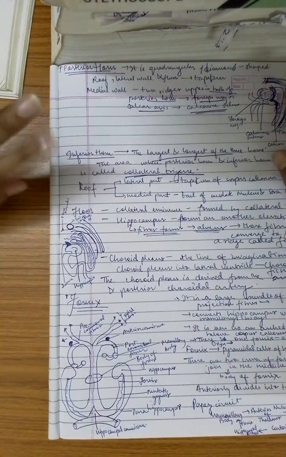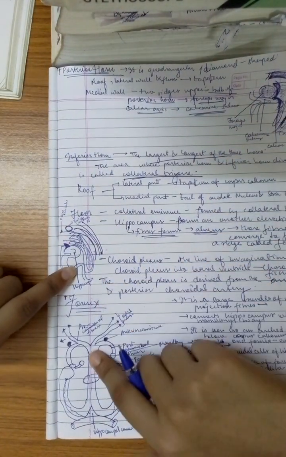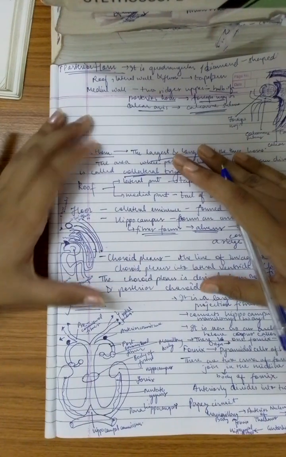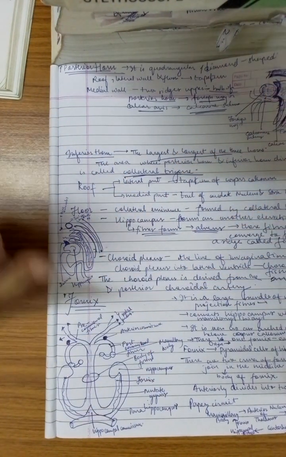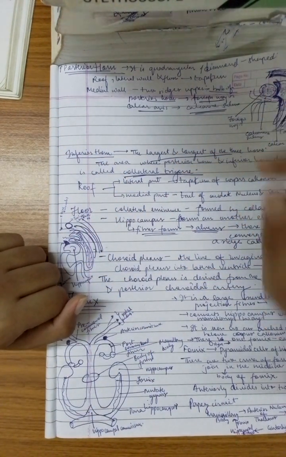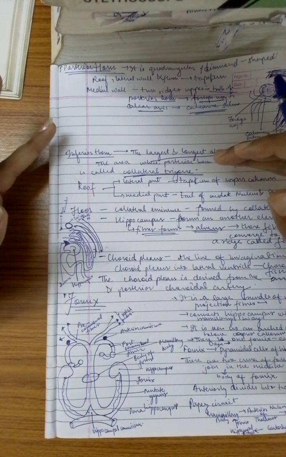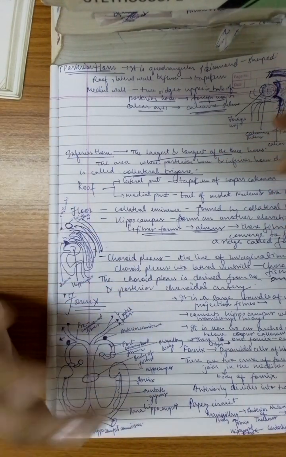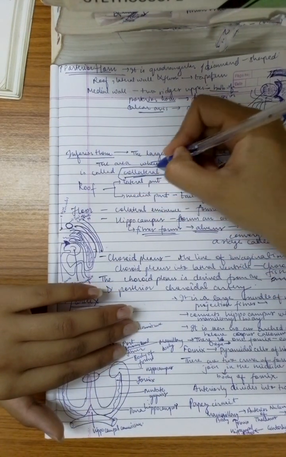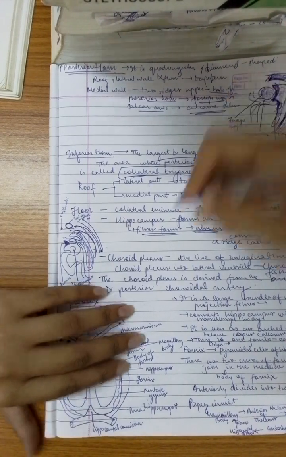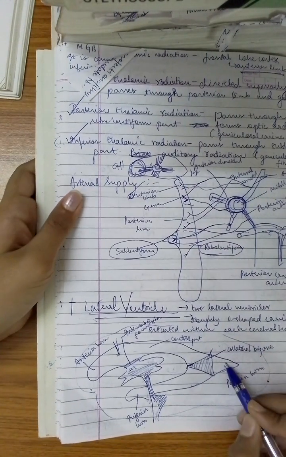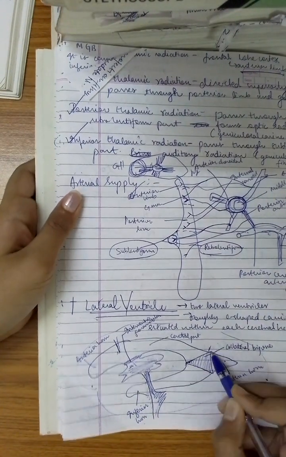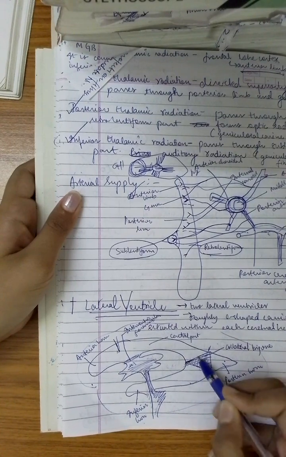Okay, so the inferior horn, I have drawn the inferior horn. Now I'm going to tell you about the inferior horn. It is the largest and the longest of the three horns, and I have already told the place. The posterior horn and the inferior horn diverge. That area is called the collateral trigon, which maybe I have shown here. See, the posterior horn and the inferior horn meet together. This place is the collateral trigon.